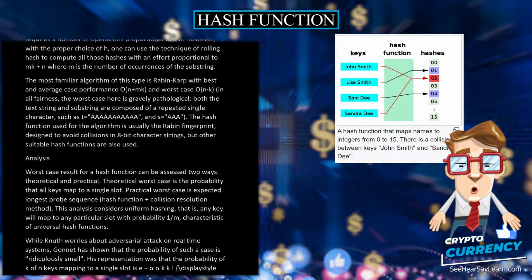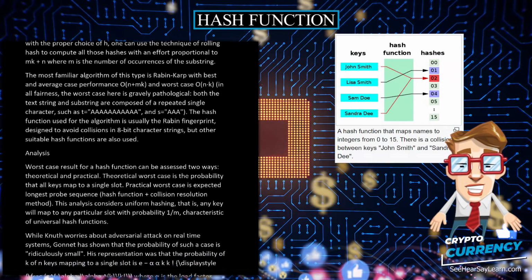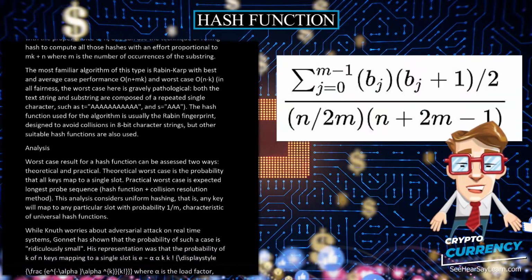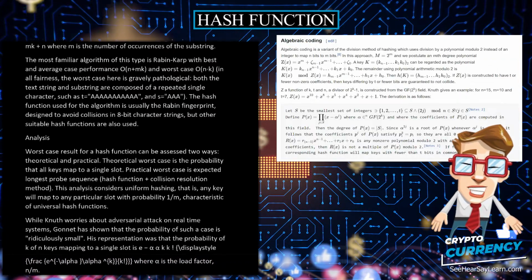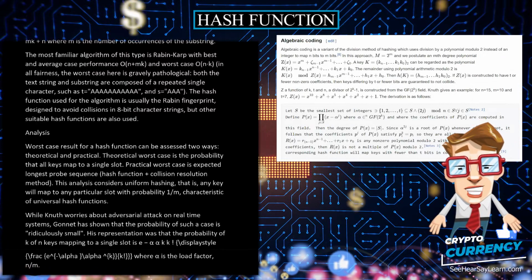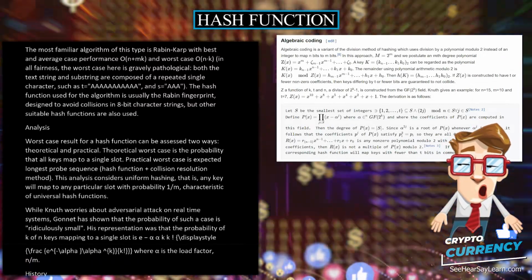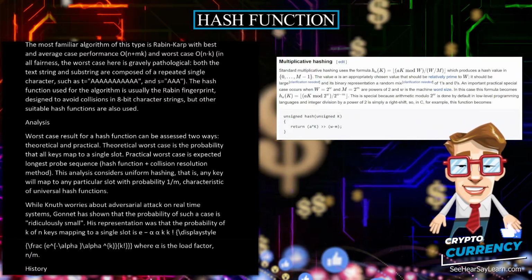His representation was that the probability of k of n keys mapping to a single slot is (e^(-alpha) alpha^k)/k!, where alpha is the load factor, n/m.